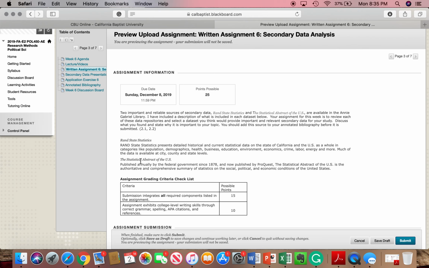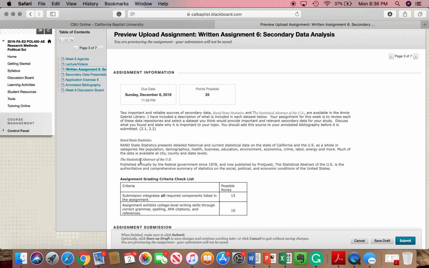Remember this will be due by 11:59 like all of our assignments. Two important and reliable sources of secondary data, the RAND state statistics and the Statistical Abstract of the United States, are available in the Andy Gabriel Library. I have included a description of what is included in each of the data sets below. Your assignment is to review each of these data set repositories and select a data set you think would provide important and relevant secondary data for your study. Discuss what you have found and state why it is important to your topic. You should add this source to your annotated bibliography before it is submitted.